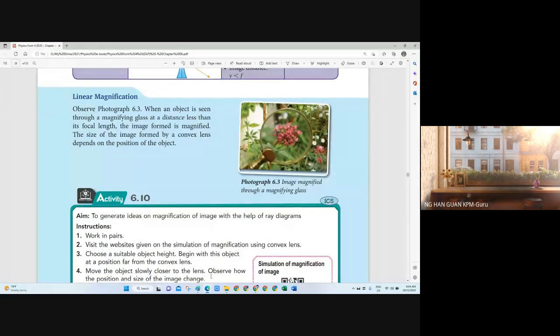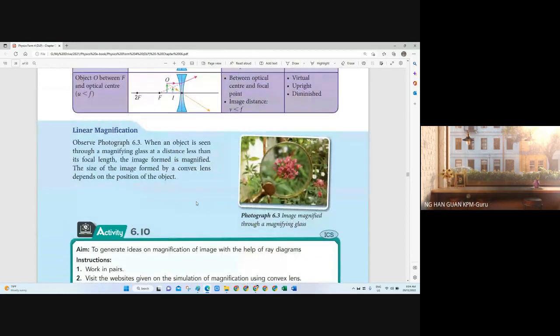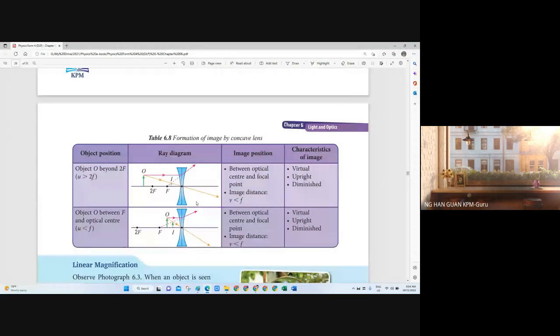So today I think we don't need until 12 o'clock. I think I can finish earlier. So we continue from where we stopped yesterday. Yesterday we already finished drawing the formations of the image by the concave and the convex lenses. We learned how to complete the ray diagrams, right?